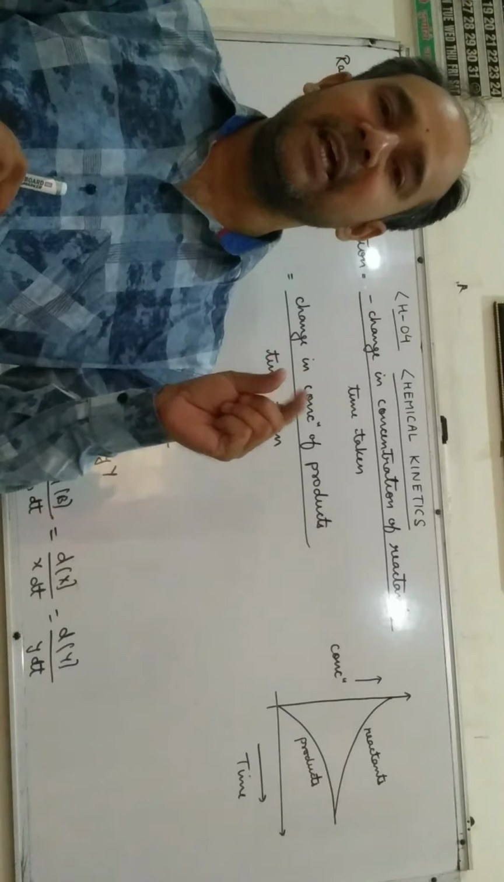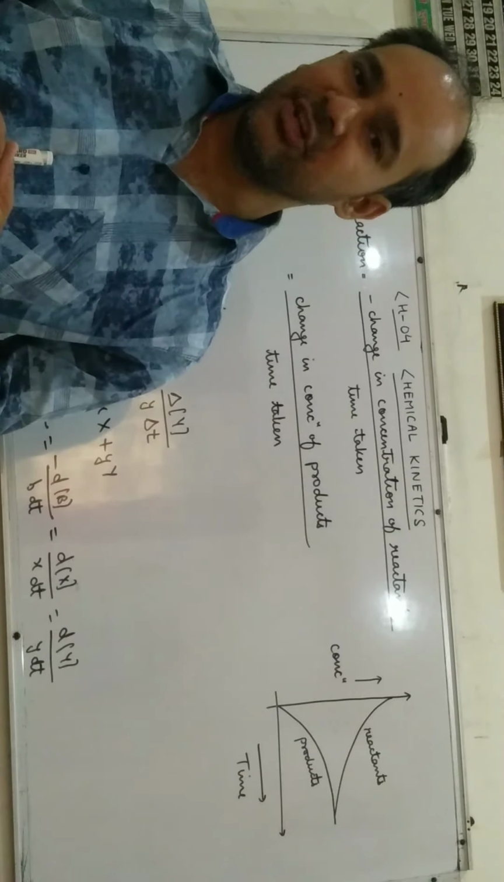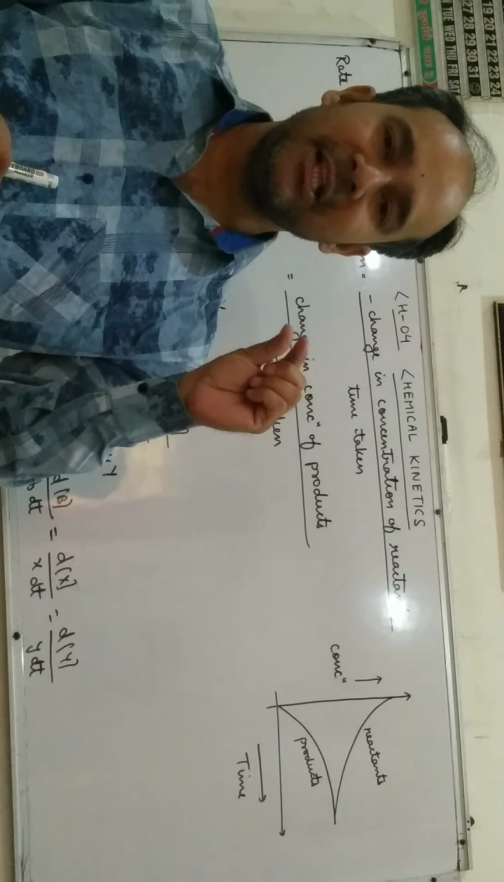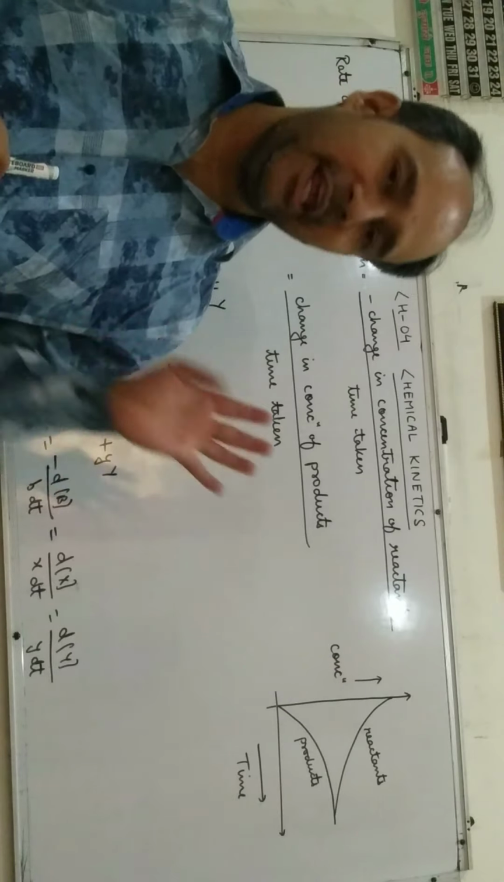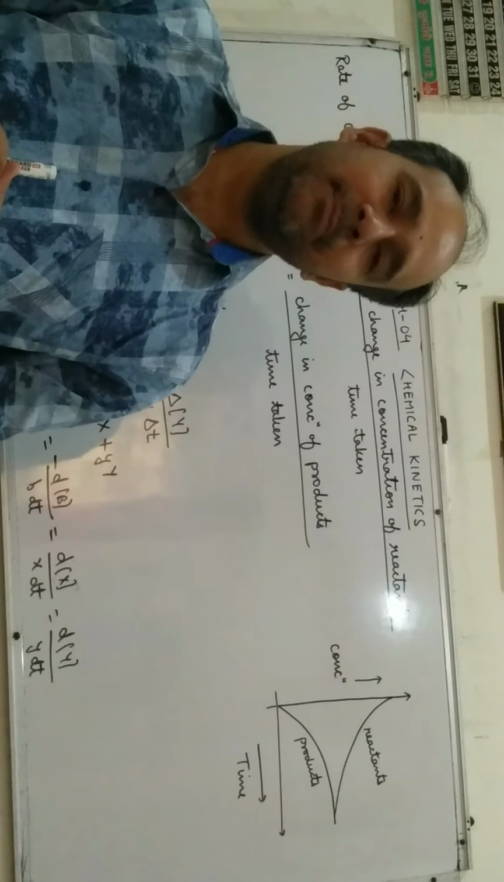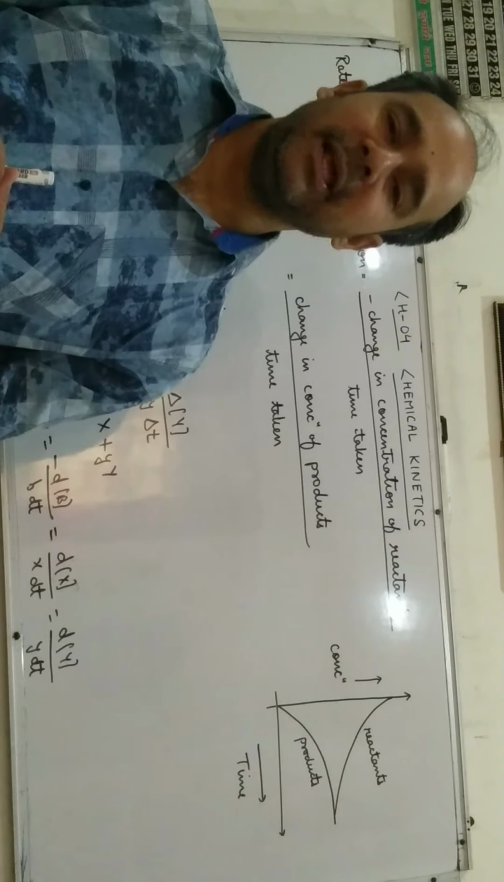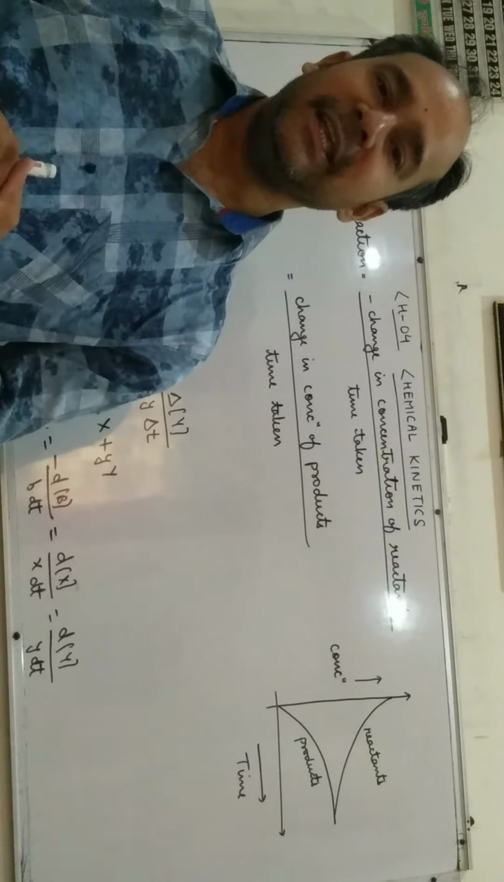Number third, surface area. Smaller the particle size, larger the surface area, hence more will be the rate of chemical reaction. Number 4, presence of light. Some chemical reactions take place in presence of light, so called photochemical reactions. Example, photosynthesis.